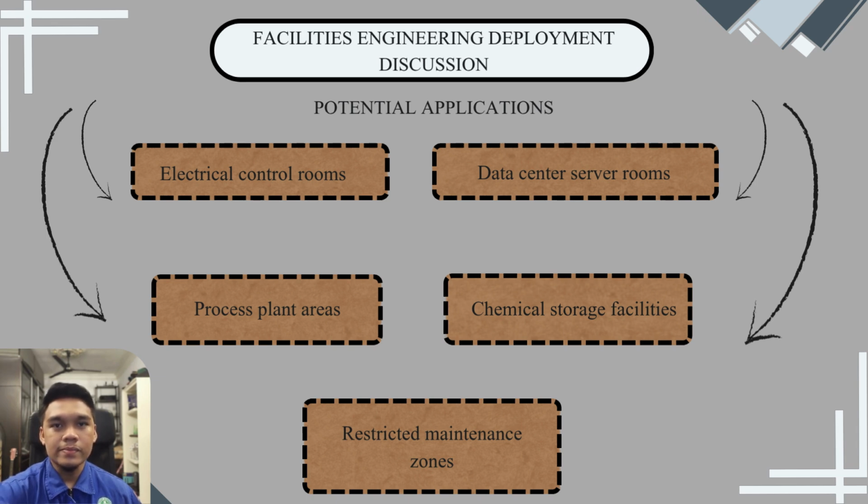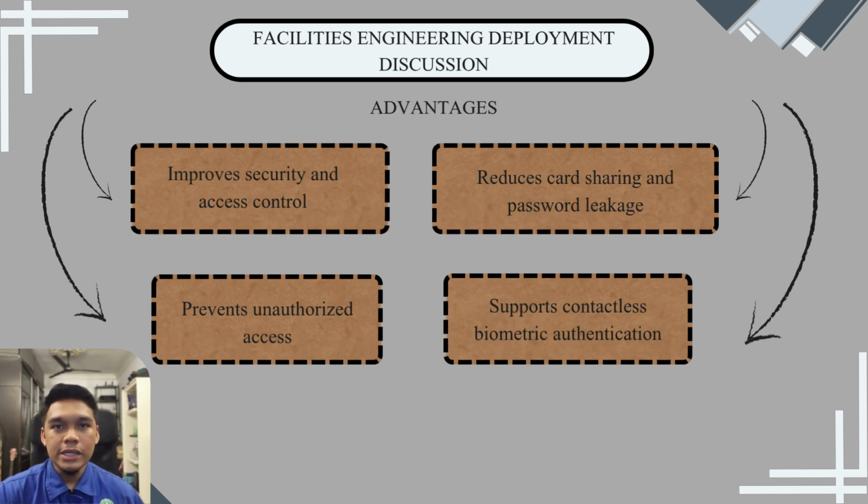Besides its potential applications, the proposed face recognition system also offers several advantages for facilities engineering environments. Firstly, the system helps to improve security and access control by ensuring that only authorized personnel are allowed to enter restricted areas. This contributes to safer and more secure industrial operations. Secondly, the use of biometric authentication helps reduce card sharing and password leakage, which are common weaknesses associated with traditional access control methods. Since facial characteristics are unique to each individual, the risk of identity misuse can be minimized.